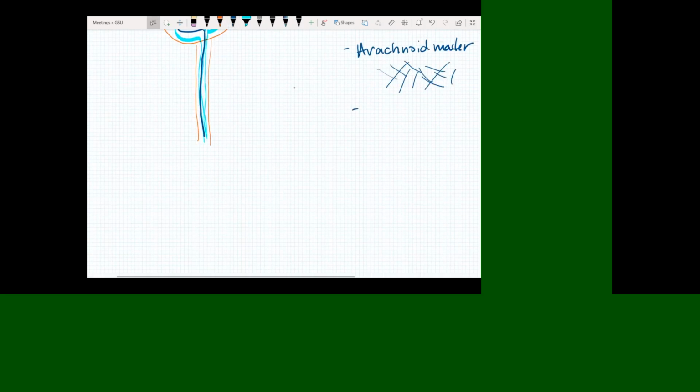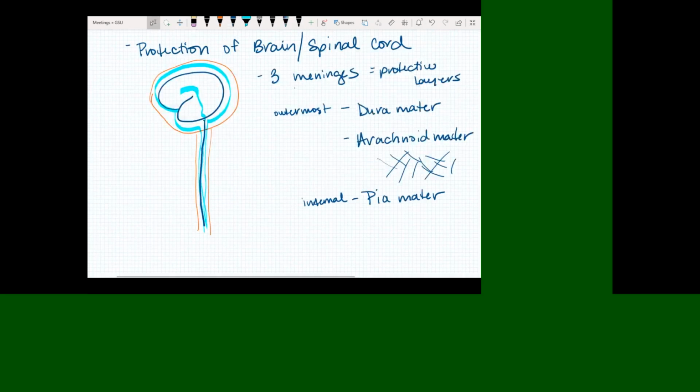And then the most internal, the one that is closest to the actual structure of the brain, is the pia matter. So if dura means hard, pia means soft. So this is the soft mother, and this is the most internal, where it is going to be highly vascularized. So these three meningeal layers will actually be surrounding the entire brain and spinal cord.